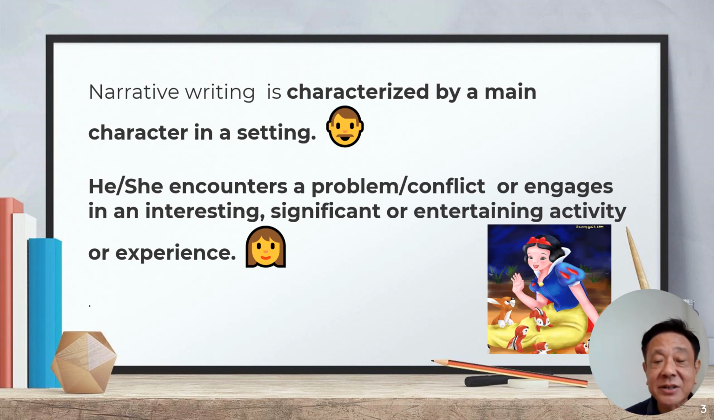Narrative writing is characterized by a main character in a setting. Now, this main character in the story that's written is usually known as the protagonist. Protagonist. Now, this protagonist encounters a problem or conflict and then engages in an interesting or significant activity or experience.